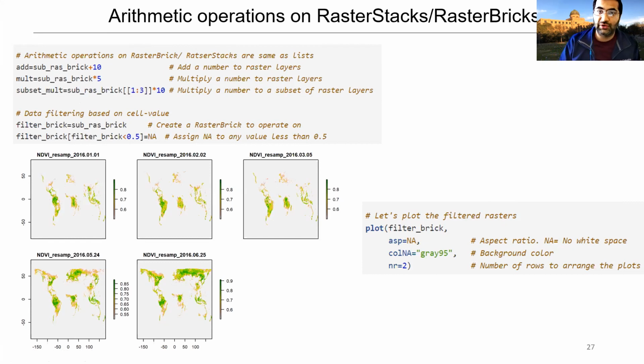And if you want to filter your data, for an example, in this case, I wanted to filter out all the data where NDVI was less than 0.5. All I had to do was, this is the name of the brick that I'm using.